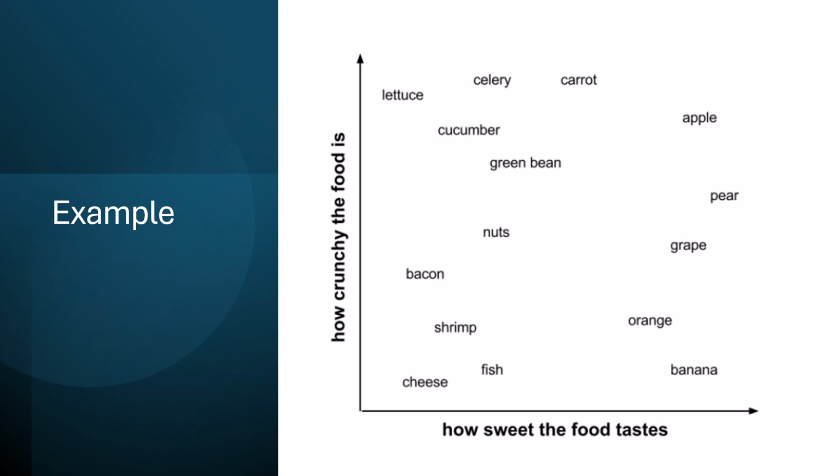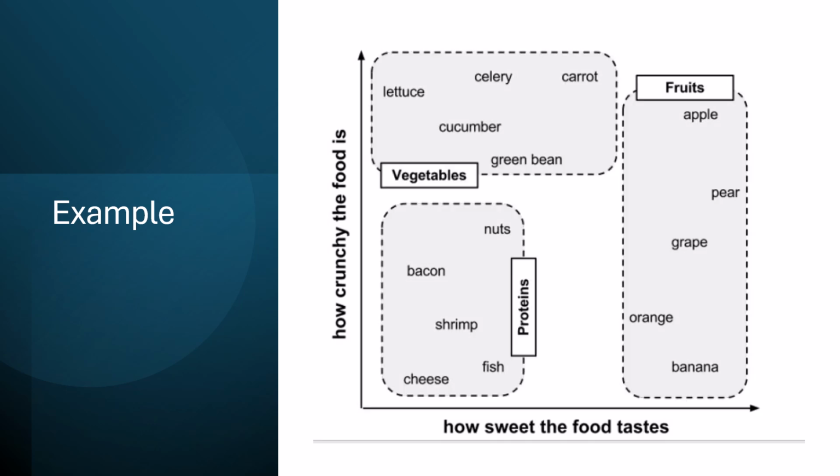Based on the features, the items have been plotted on the graph. Cheese is very low in sweetness and less crunchy. Lettuce is high in crunchiness and less sweet. But if we take a look at the apple, it has high sweetness as well as high crunchiness. Based on these feature values, the items have been plotted on the graph, and some of the items have been grouped together as vegetables, proteins and fruit categories.